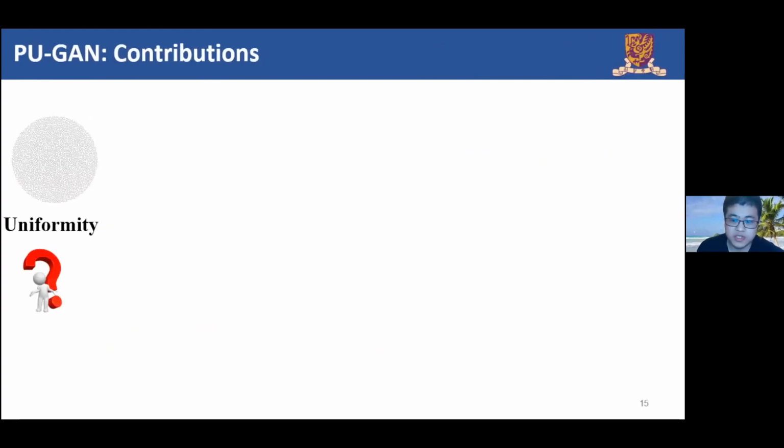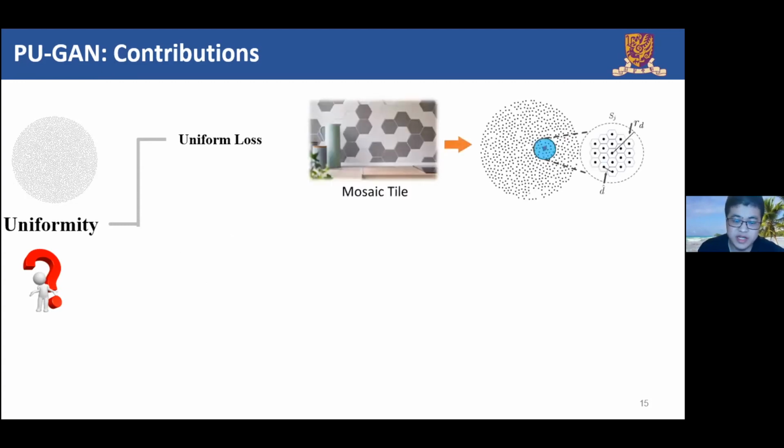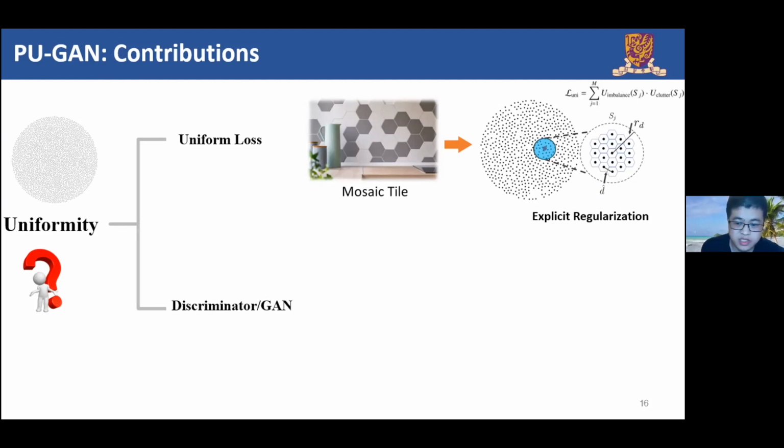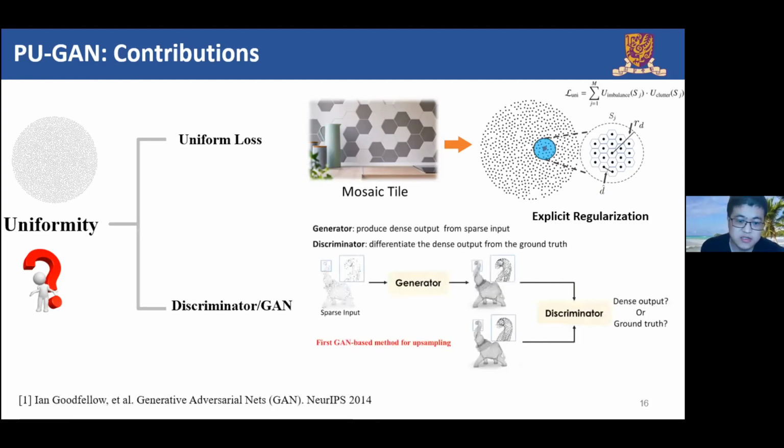In our work, our contributions focus on improving the uniformity of the upsampled result. One of the main contributions is a uniform metric. It's inspired by mosaic theory, and inspired by that, we formulate a uniform loss, trying to give an explicit regularization. And here is a visual example. Given the same number of points, our uniform metric is sensitive to the point distributions. Actually, this uniform metric is also applied to other tasks such as point cloud completion. Another contribution is the GAN-based framework design. Actually, we designed the first GAN-based method for upsampling.